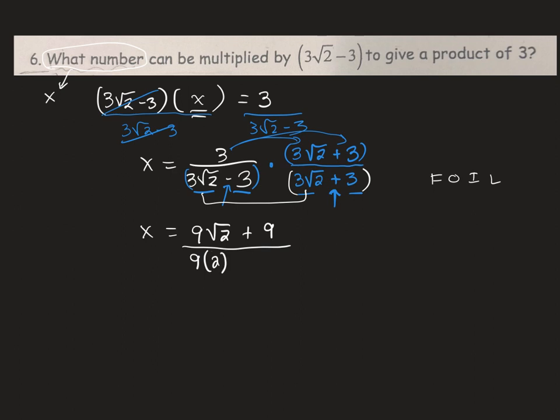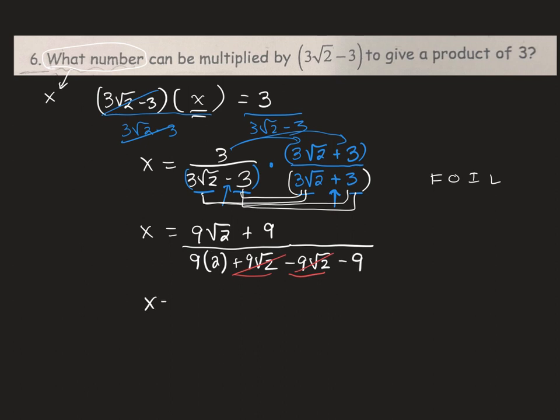The outside term is going to be 3 root 2 times 3, which would be positive 9 root 2. And then the inside would be negative 3 times 3 root 2, so negative 9 root 2. Oh, look at that. Those are the same but opposite signs, so those will equal 0. Okay, let's keep going. Now the last terms multiplied together, negative 3 times positive 3, is going to be negative 9. And there we go.